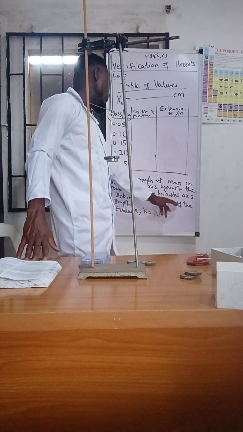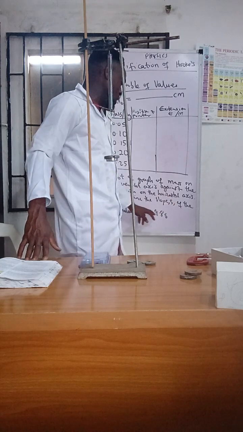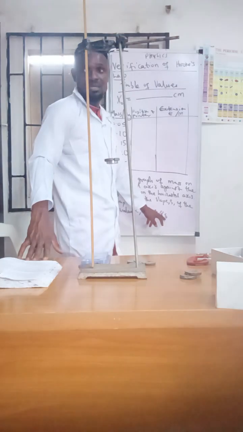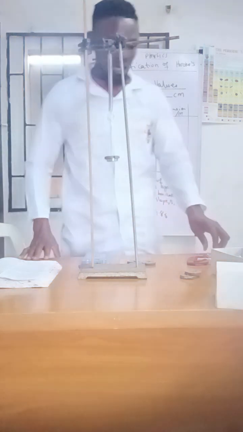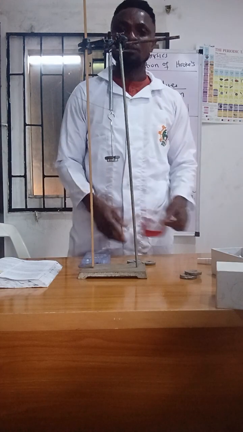Then determine the slope s of the graph. Then evaluate k equal to 9.8 s, where s is the slope. Whatever you get, you see. Thereafter, I will give you the significance of the slope. Thank you.